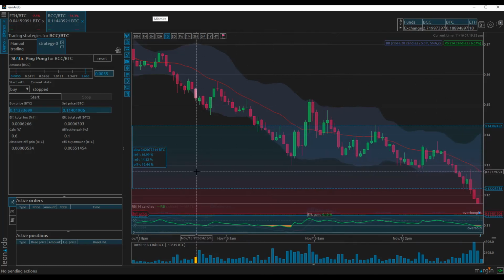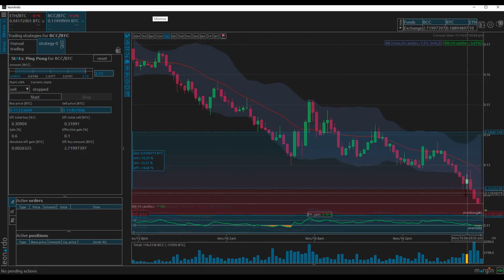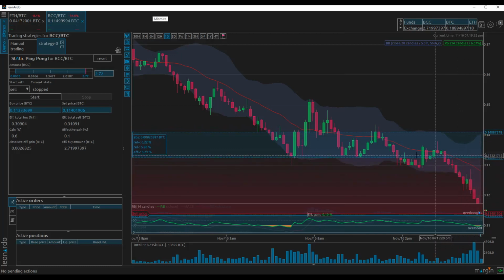Now the way it works is, because I have now Bitcoin Cash, I want to start by selling my Bitcoin Cash. I can actually change, okay, I want to sell. And here again, you select how much Bitcoin Cash you want to sell. So I want to sell the whole amount. And now all you have to do then is just move your selection.